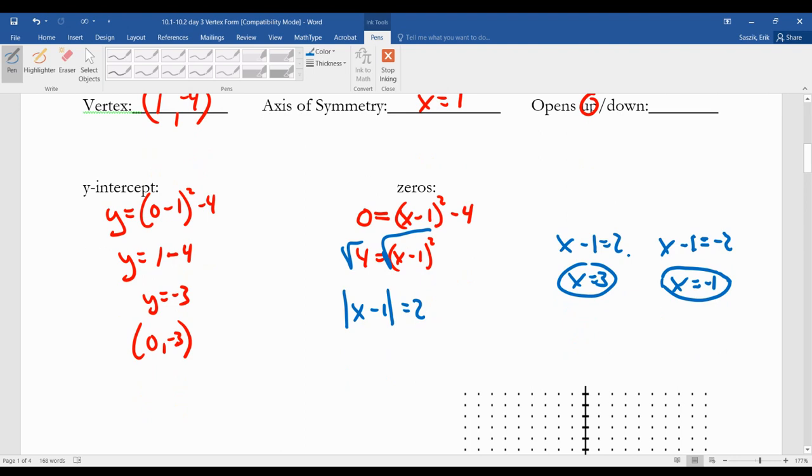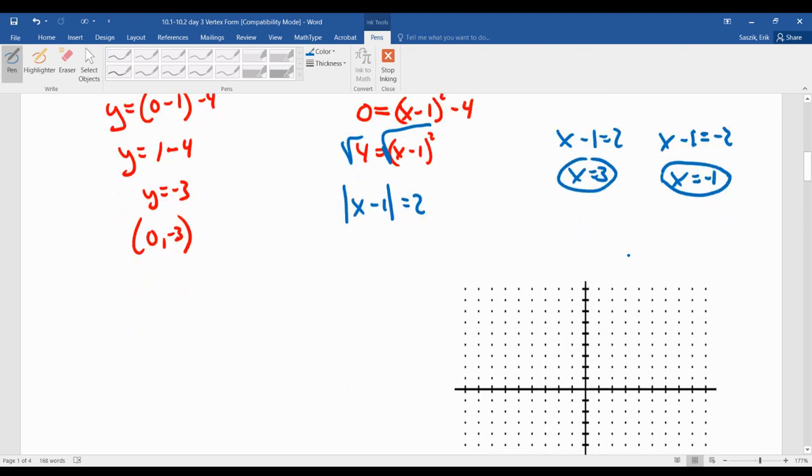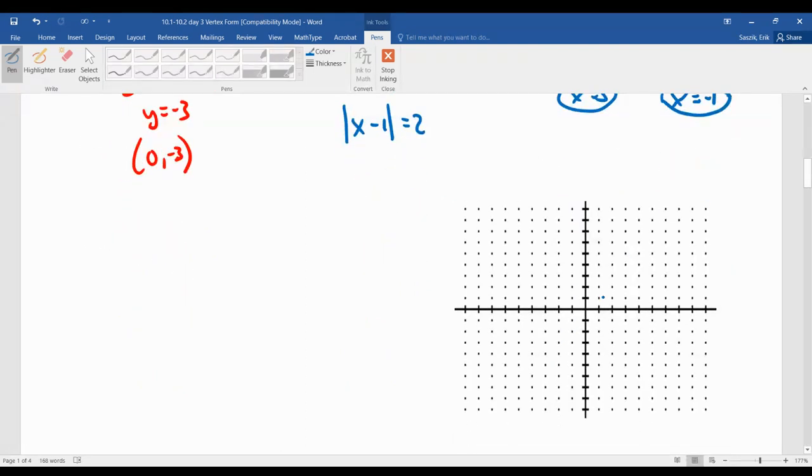And now we have all our information. My vertex was 1, negative 4. That was down here. My y-intercept was that. My zeros that I just found were negative 1 and 3. Remember, there's an axis of symmetry going straight down through this thing. Okay. And let's balance this thing out. Remember, there's a mirror image to this point right there.